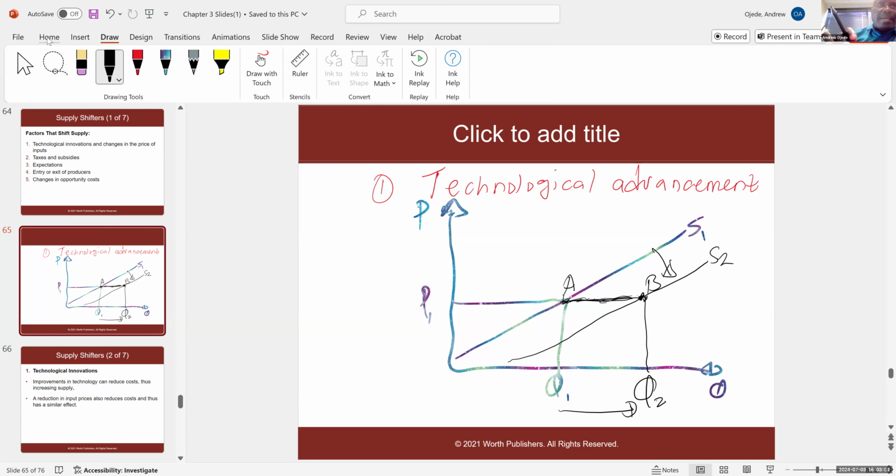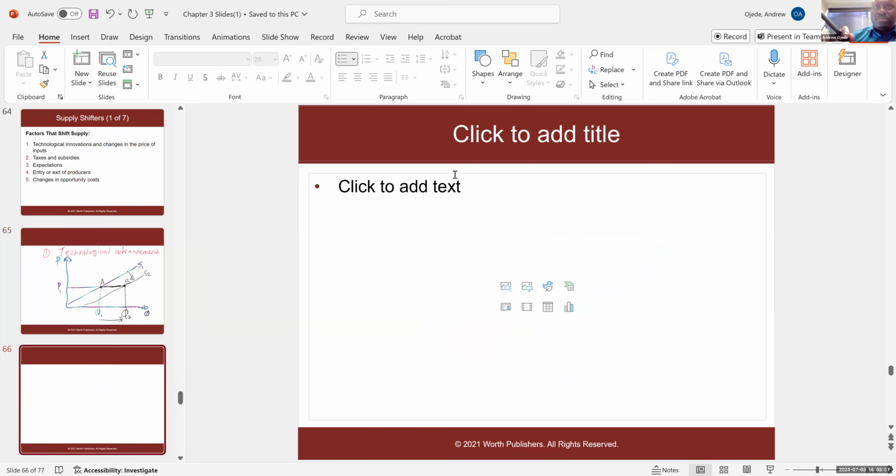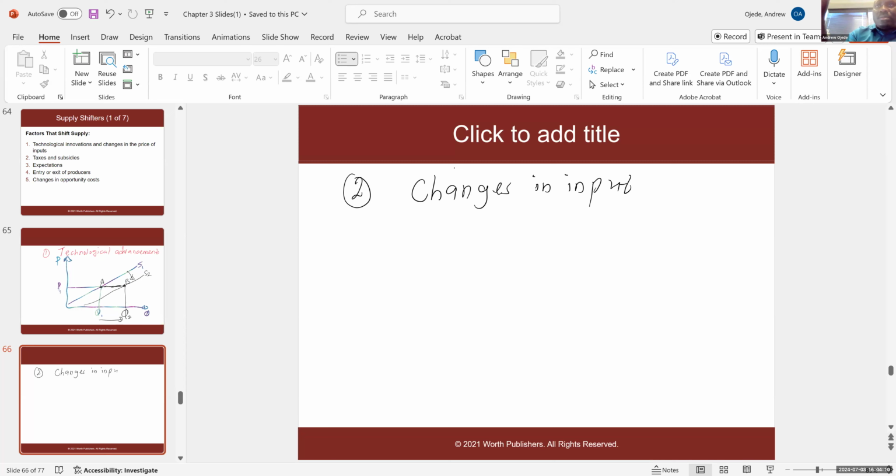And then changes in input prices. I want to discuss that separately. Two, changes in input prices. Inputs are things that we use to produce output. They're raw material goods used for producing output. You know that. So inputs could be things like labor costs. Labor is an input used in producing goods. When I say labor cost, I mean wages.